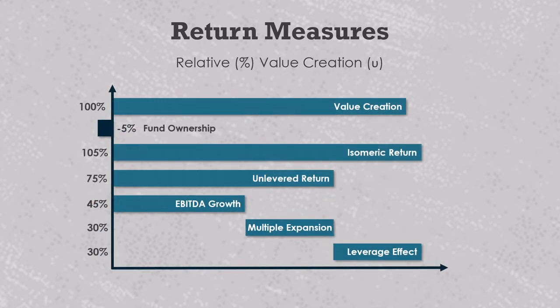Here, total value creation is always 100%, and the chart makes it clear that EBITDA growth and multiple expansion add up to the unlevered return and the leverage effect add up to the isomeric return, and the isomeric return and fund ownership impact add up to the GP's gross return.